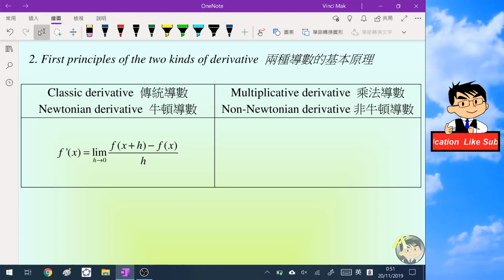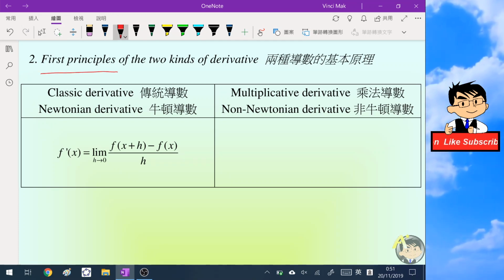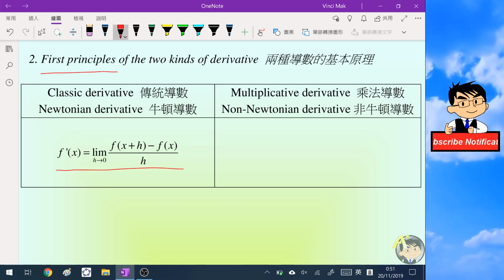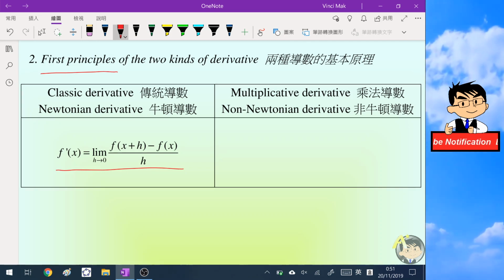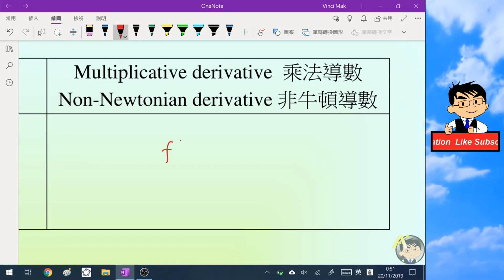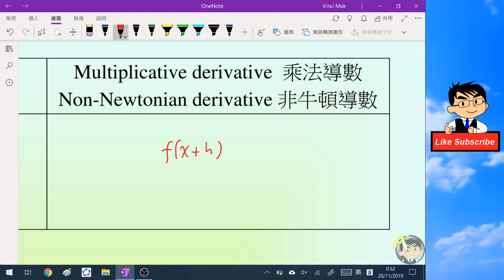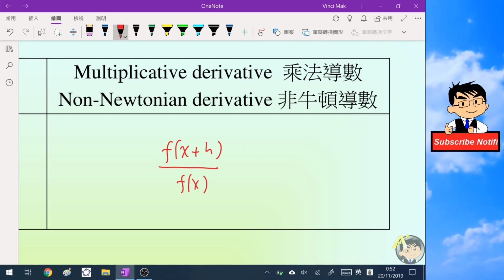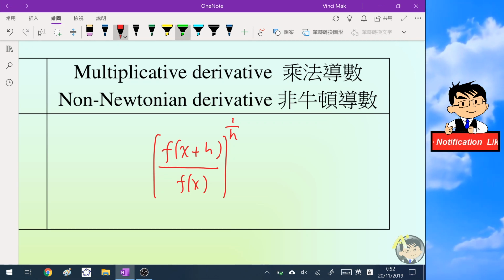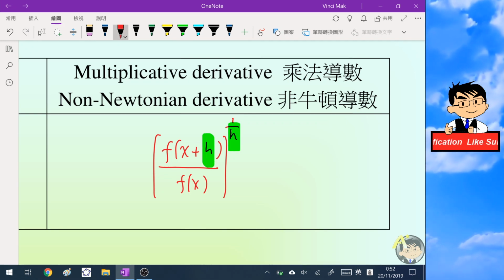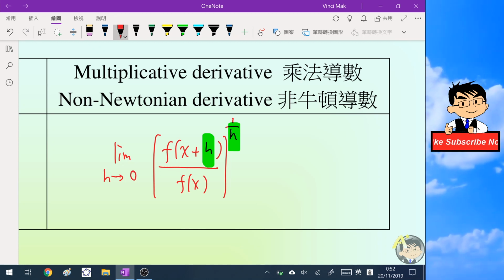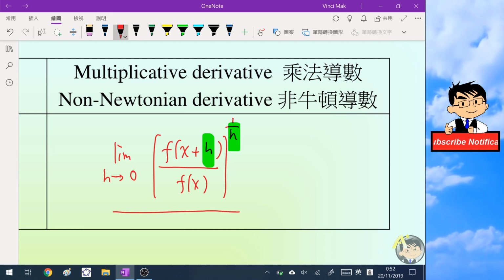Let's have a look at the first principles of the two kinds of derivative. We know the classic derivative, the Newtonian derivative, which is very famous. And how about the situation we encountered before? How about the multiplicative derivative? We want the ratio of the new value of the function over its original value, and then the whole ratio raised to a power of 1 over h. Now we want h to be as small as possible, so we take the limit as h tends to 0. This is the first principles of the multiplicative derivative.